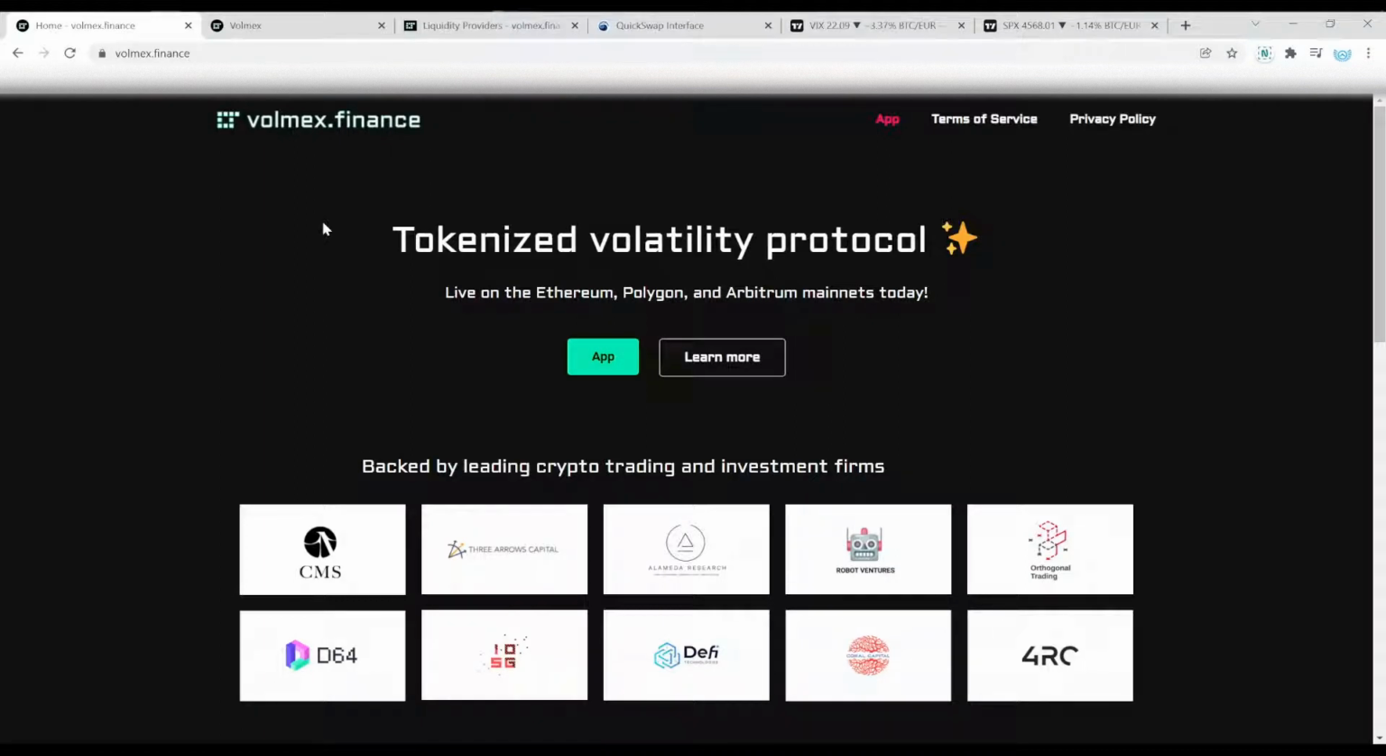Today we're going to talk about Volmex. What is Volmex? What does it do? What we can do with it and all of that. Let's get started. So Volmex is a tokenized volatility protocol. What does this mean?